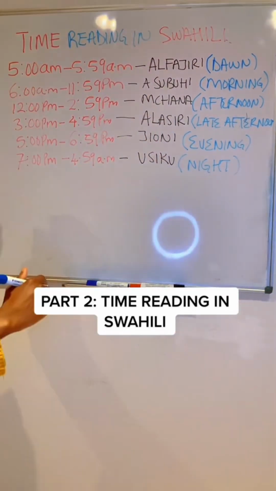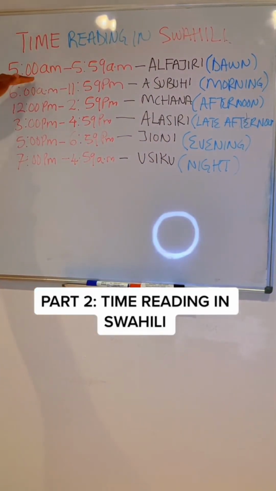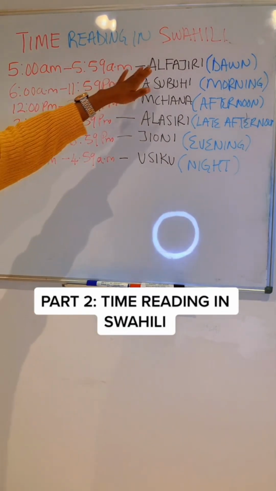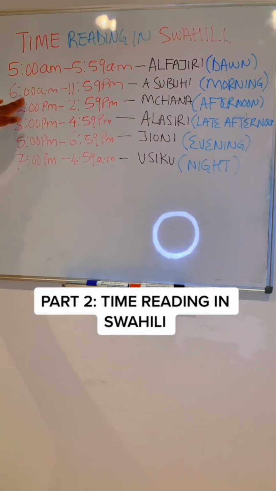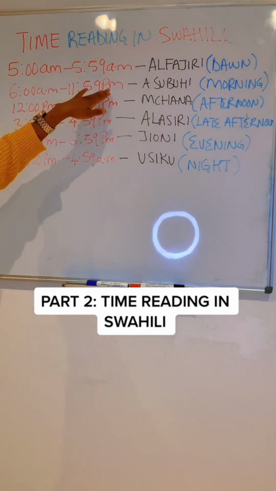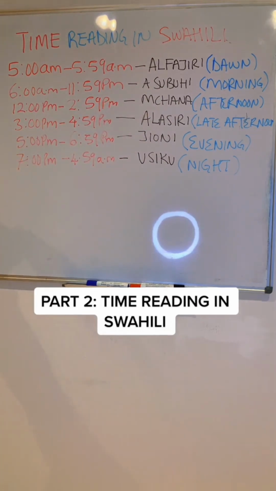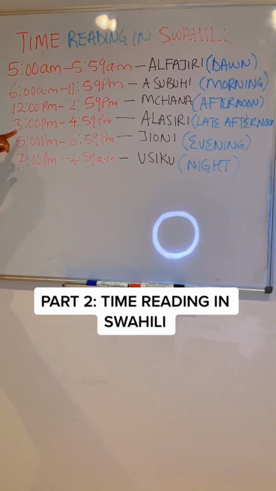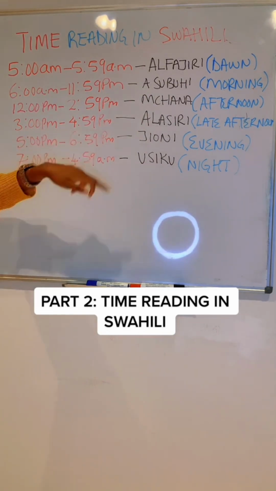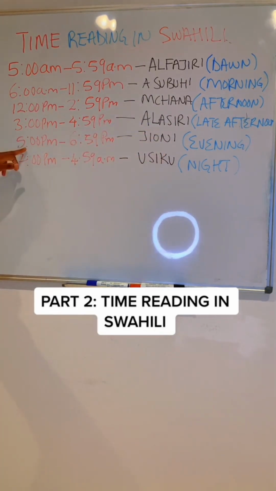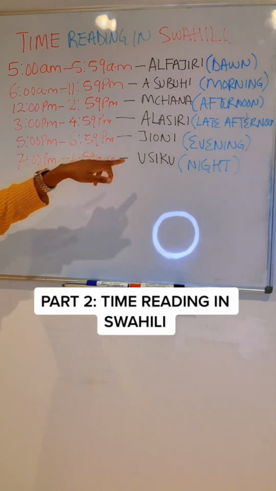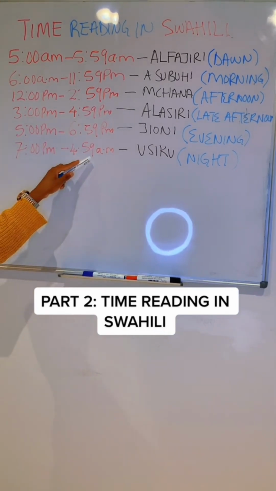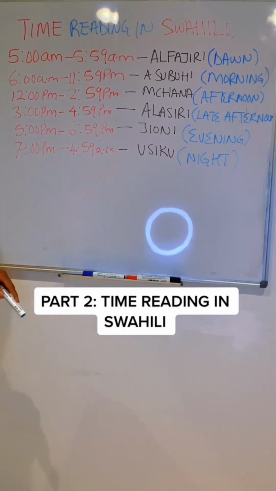Let's have a look. So we have 5 a.m. until 5:59 a.m. In Swahili, it's called alfajiri. Then from 6 a.m. until 11:59 a.m. is asubuhi. 12 p.m. until 2:59 p.m. is mchana. 3 p.m. until 4:59 p.m. is alasiri. 5 p.m. until 6:59 p.m. is jioni. Then 7 p.m. until 4:59 a.m. is usiku or night.